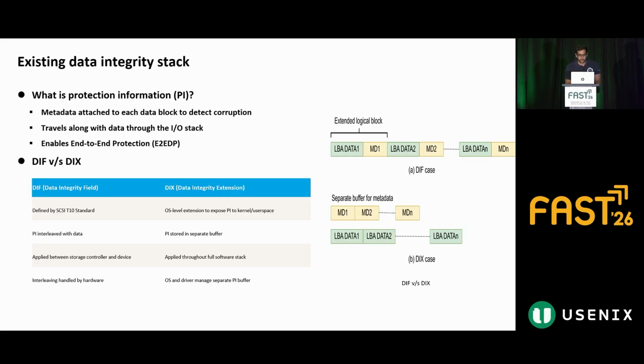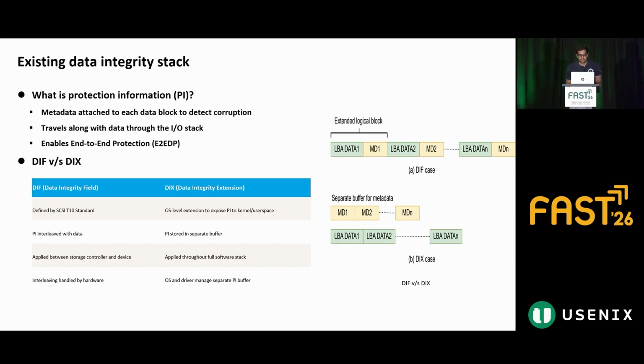So what is protection information or PI? It's basically a metadata tag that gets attached to each data block and helps in detecting corruption. It travels along with the data and helps in enabling end-to-end data protection.